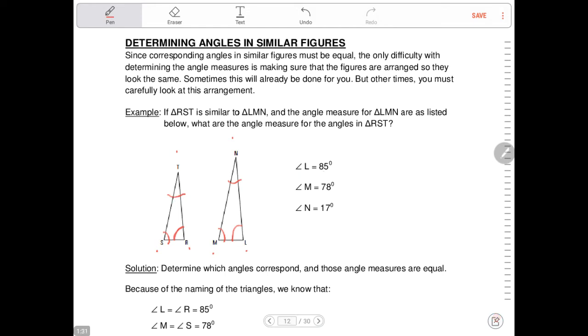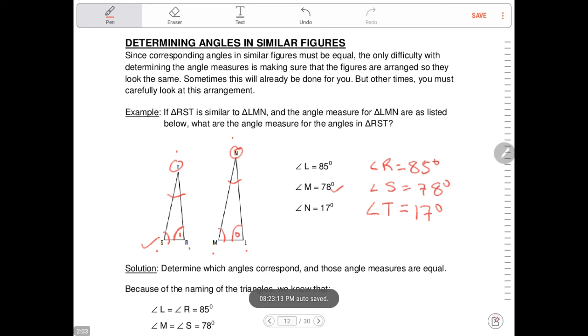So if they tell you that angle L is 85 degrees, you find the similar one here. That means angle R is also 85 degrees. As simple as that. Angle M is 78, therefore angle S must also be 78 degrees. Following that logic, if angle N is 17 degrees, well, angle T is in the same spot. Nothing's been twisted or moved around. That means angle T must also be 17 degrees. I hope you're seeing here that there's no fancy math going on. It's simply copying numbers from one spot to the next.